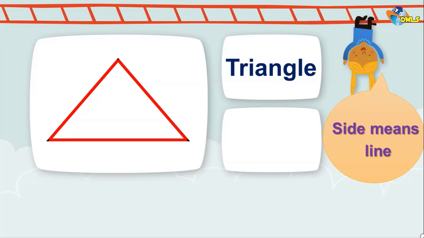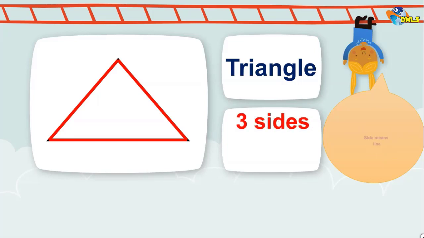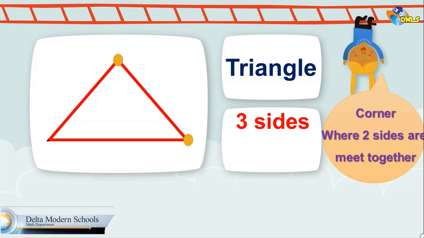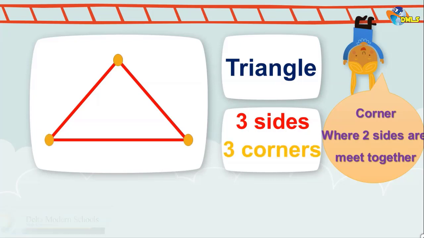How many corners are in a triangle? You can ask me the meaning of corner. A corner is where 2 sides come together and meet. Where 2 sides meet in one point is called a corner. I point to the corners to count with me. 1, 2, 3. It has 3 corners. Now you know a triangle has 3 sides and 3 corners.